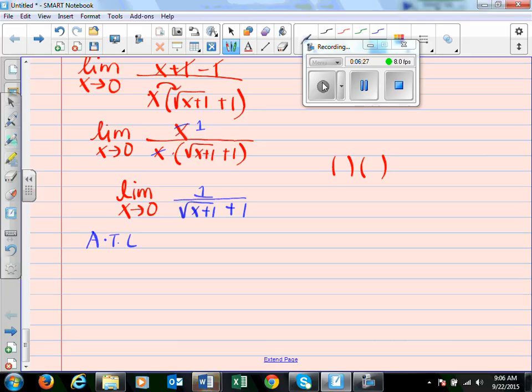So when you apply the limit, as x approaches 0, what happens? 1 divided by square root of 0 plus 1, which will give you 1. So 1 plus 1, 1 over 2. That's it.